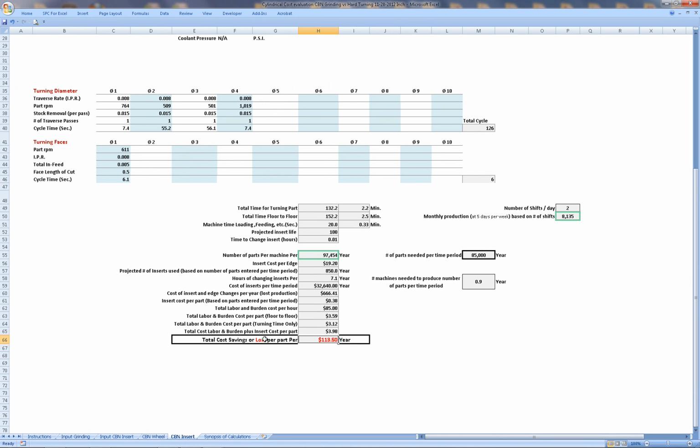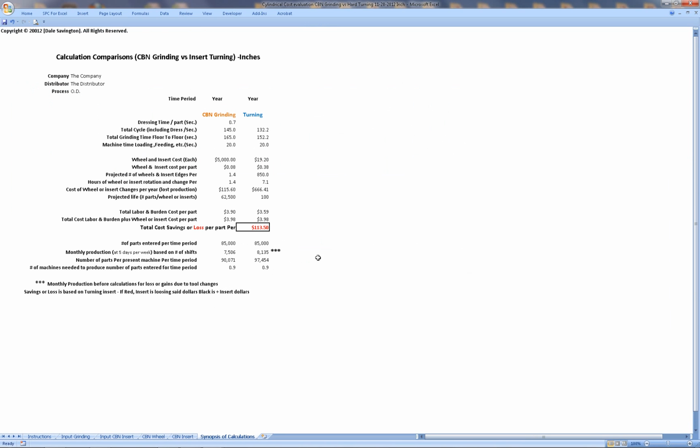So we see a loss, because in this case, always the turning is the dominant. So red means a loss for the turning, black means a positive for the turning, and vice versa. We go to the synopsis calculator, you can see this even better, CVN grinding versus CVN turning. And in fact, everything is pretty even, since we're really looking at a toss-up between the two.